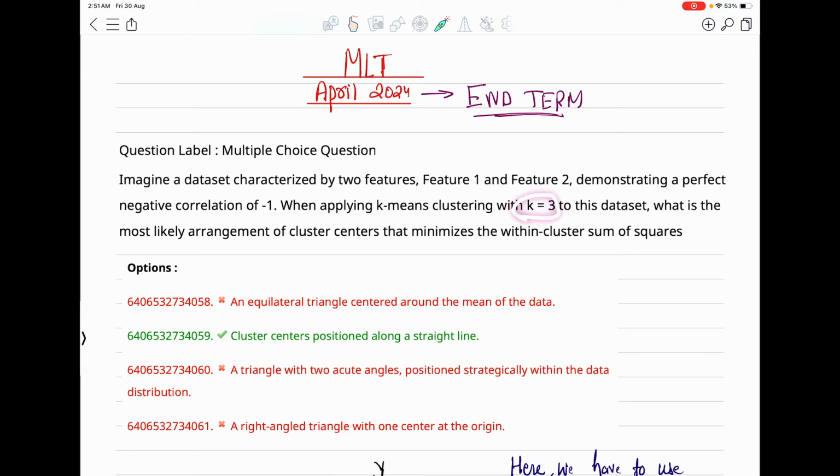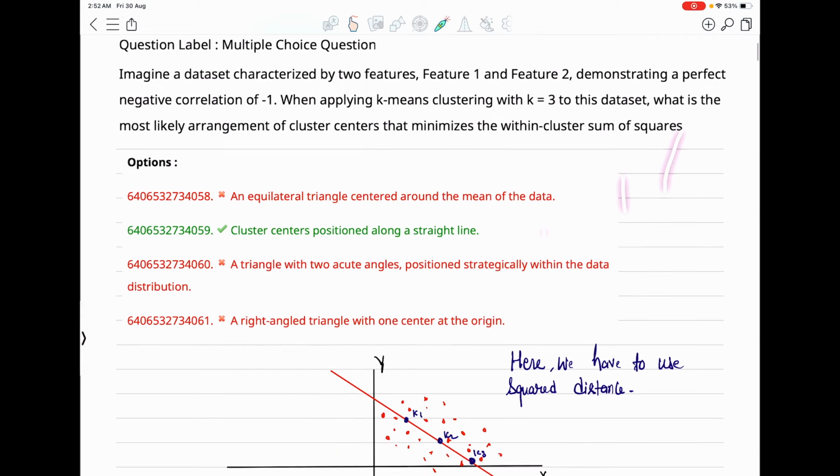When applying k-means clustering with k equals 3, what is the most likely arrangement of cluster centers that minimizes the within cluster sum of squares? So basically our error is the sum of squares errors, okay? And we want the arrangement such that it minimizes the within cluster sum of squares.